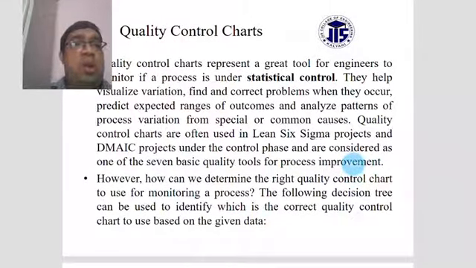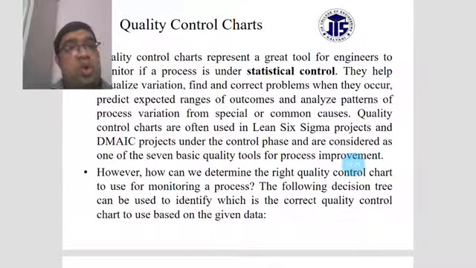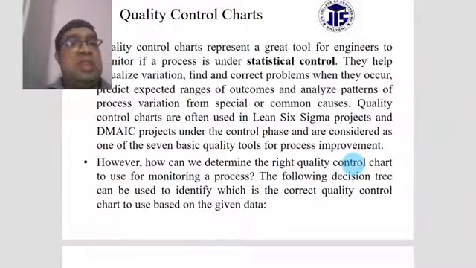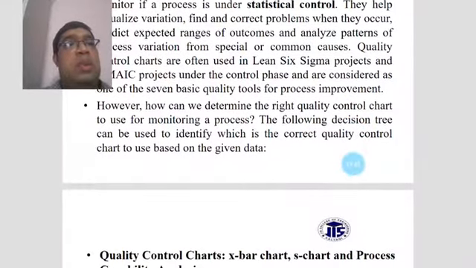However, how can we determine the right quality control charts to use for monitoring a process? The following decision tree can be used to identify the correct quality control chart to use, based on the given data.